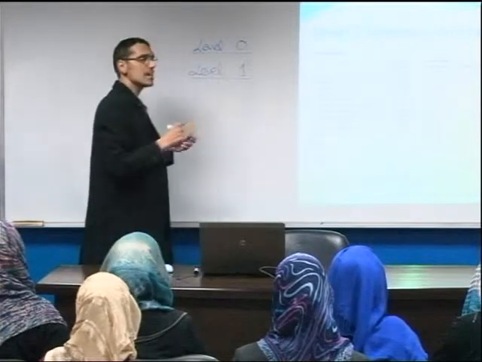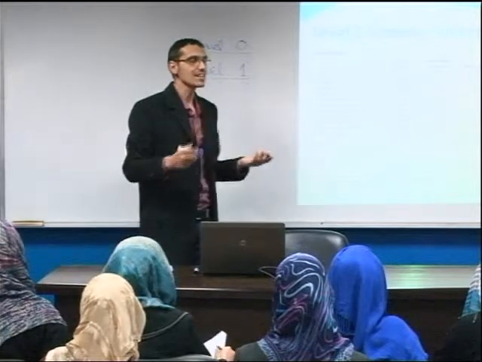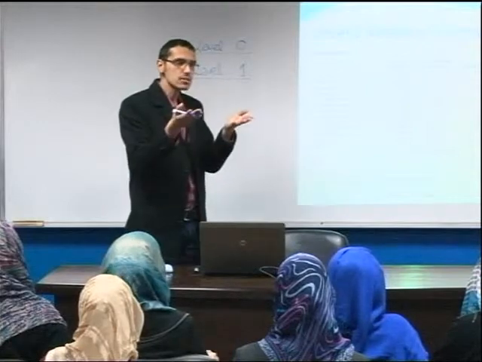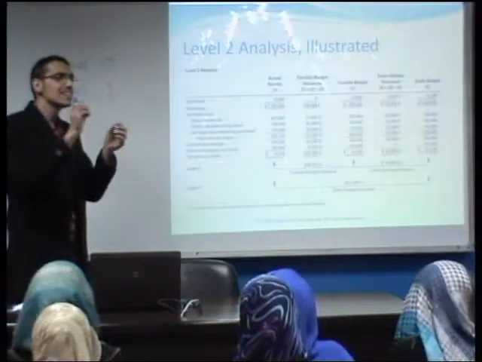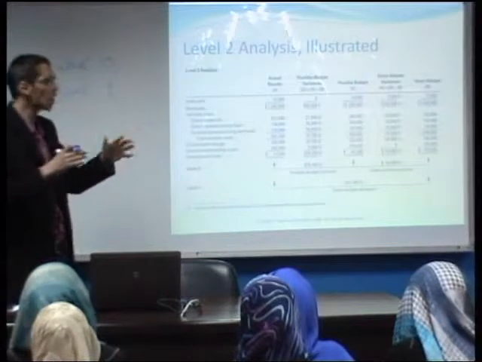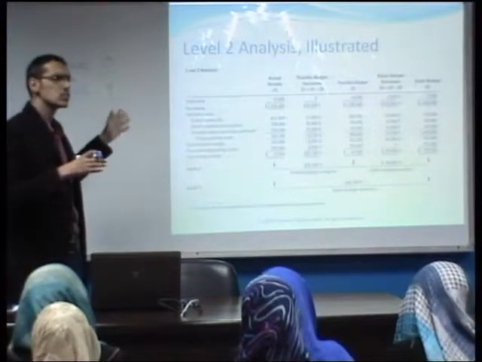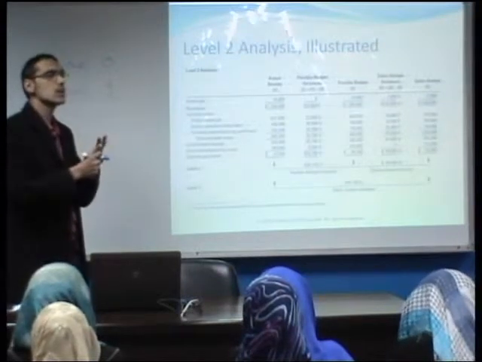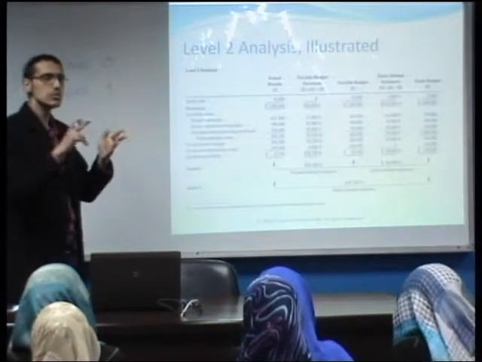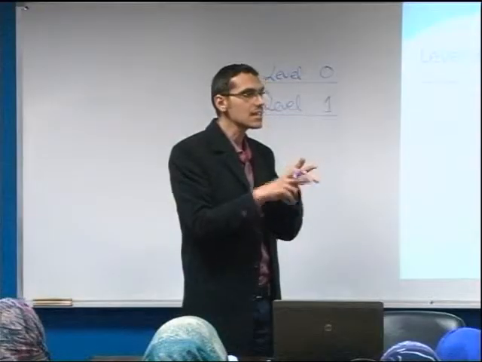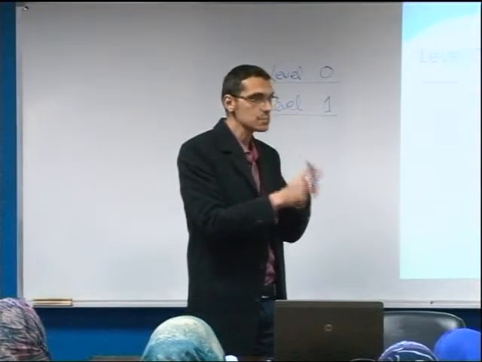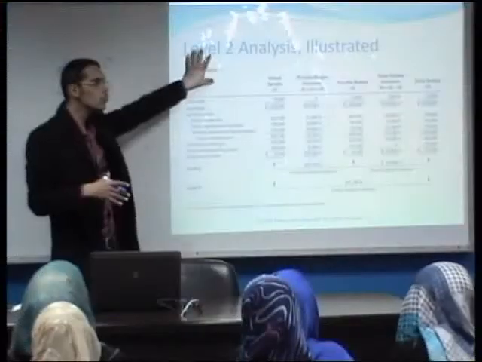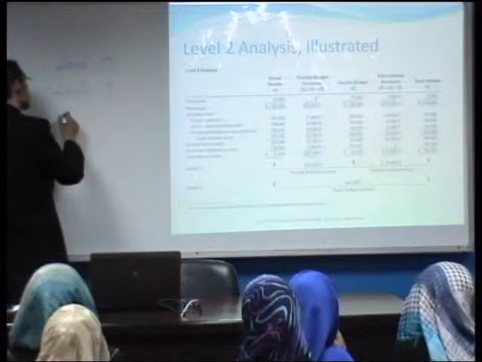And according to this level 1 variance analysis, we saw where exactly this static budget variance comes from. We saw that this variance is because of the differences within revenues, the differences within variable expenses, and the differences within fixed expenses. And then at last, we moved to level 2 analysis.